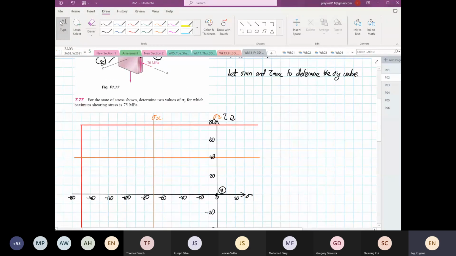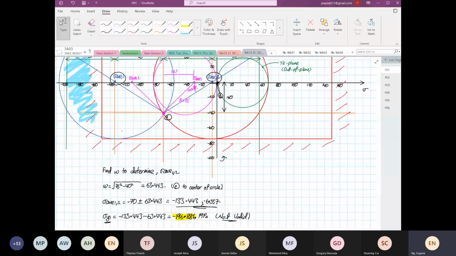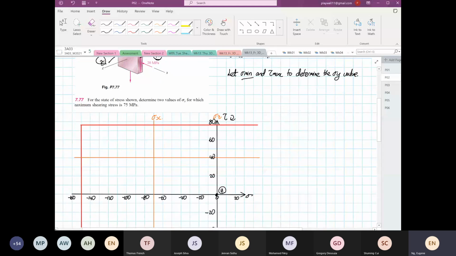The previous one, tau max was the control. We let tau max, the maximum shear, control, because we use the radius of 75. The next one, we're going to let the stress mean and tau max control. What do I mean by control? When we draw the 3D Mohr circle, it has to touch the stress mean and tau max. I repeat again, it has to touch stress mean and tau max.